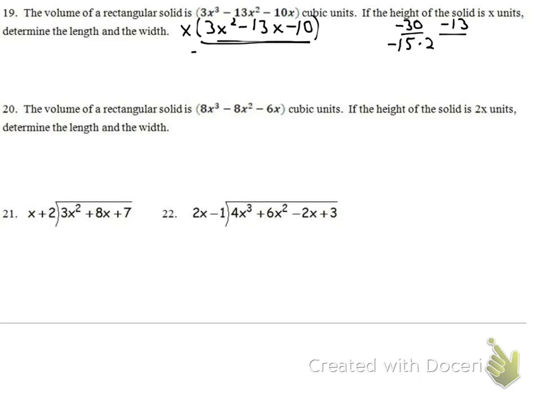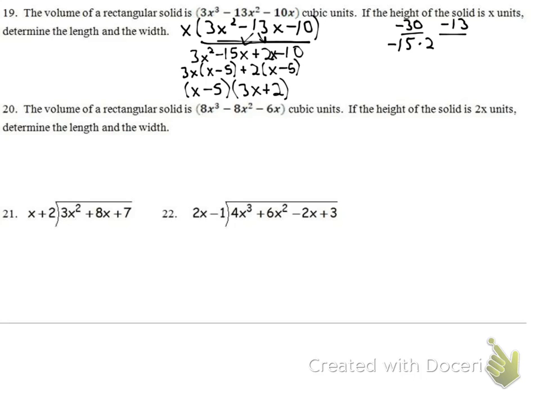So I'm going to break that up to be 3x squared minus 15x plus 2x minus 10. And where I got that from is I just took the negative 13x and wrote it as two terms. And now I can factor by grouping, which would be take out a 3x from the first two terms. I'm left with x minus 5. In the second term, I take out a 2. I'm left with x minus 5. I factor out an x minus 5, actually. So I get x minus 5 out, and I'm left with 3x plus 2. Those are each possible values for the length and the width.